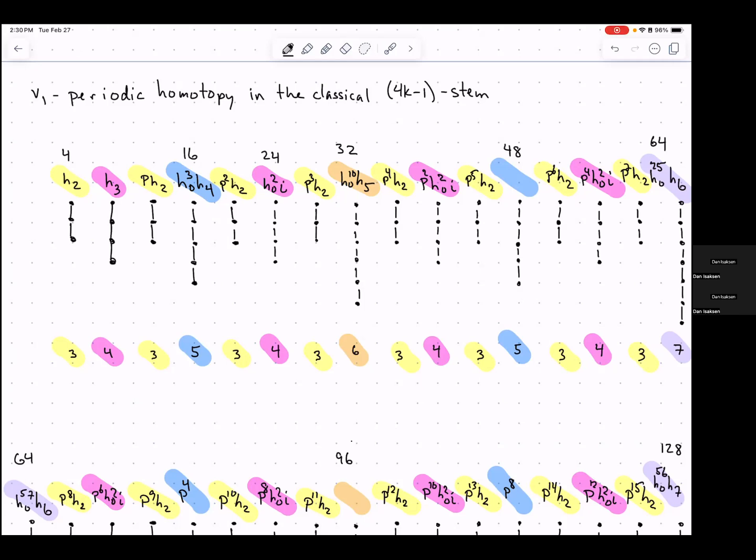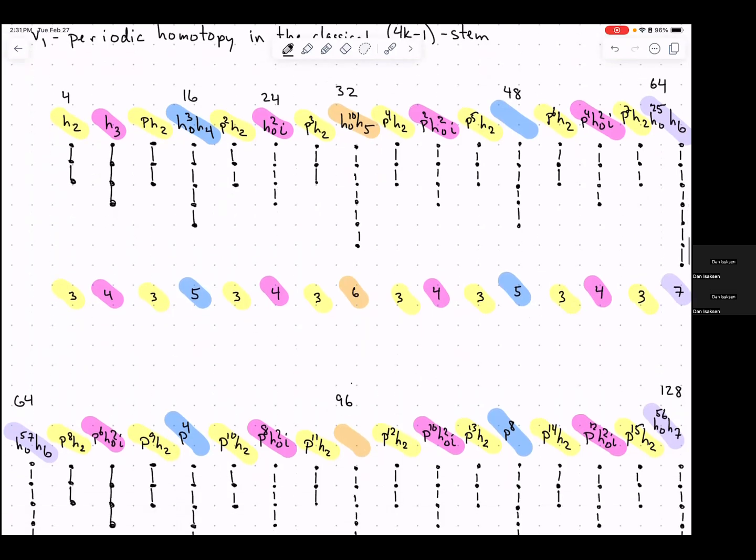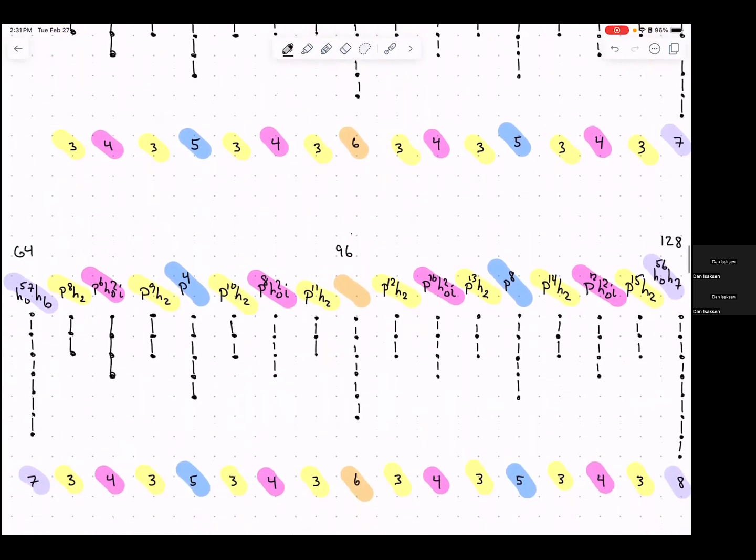I left that one blank because I know what that element is. That's only the 47th step, that's not that far, but its name is a strange thing and it's not really very helpful, so I left it blank to avoid the distraction. And the same thing here: I have a name for this guy in the 95 stem, it's just not very useful, and I didn't want people to ask annoying questions about it, so I didn't write it down. And the pattern continues: 3, 4, 3, 5, 3, 4, 3, 6, 3, 4, 3, 5, 3, 4, 3, 8, when you get to the 127 stem and so forth.